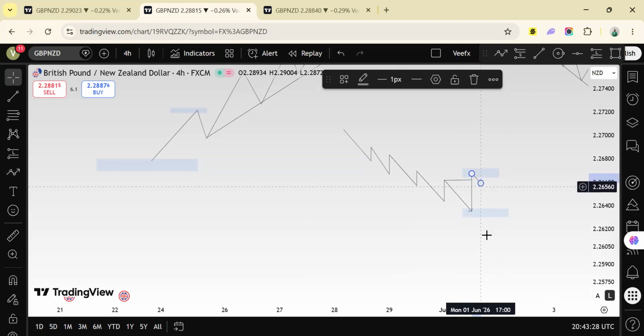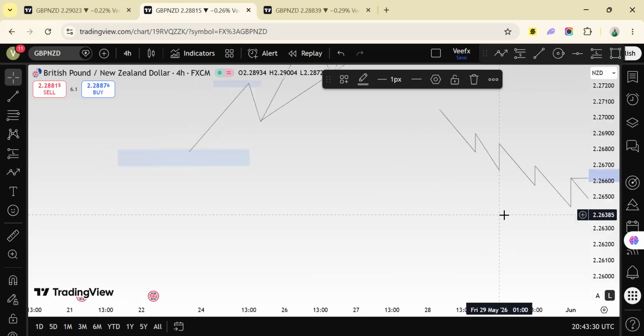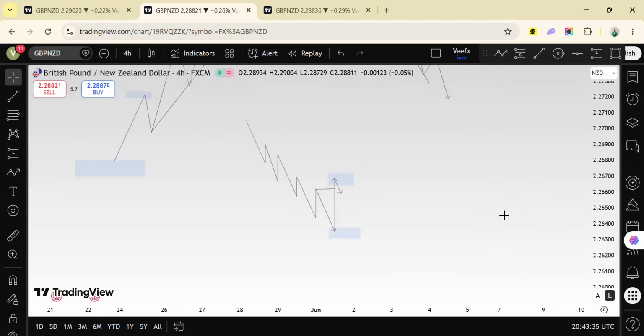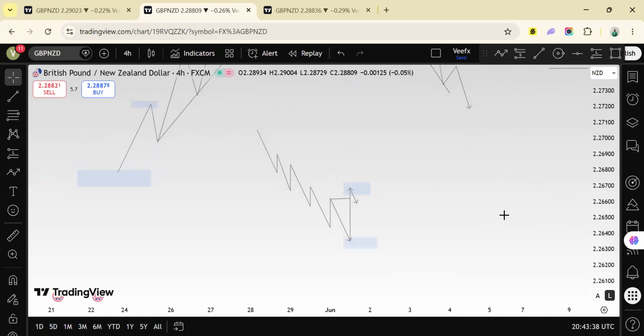Now, that is for other blocks, right? Now, we also have what we call a breaker block. A breaker block is a failed order block, which means that a breaker block was once an order block, but it failed to hold, meaning that when price got back into that area, it was supposed to respect that area, but it did not respect, it failed. So that area will no longer be called an order block, but it will now be called a breaker block.